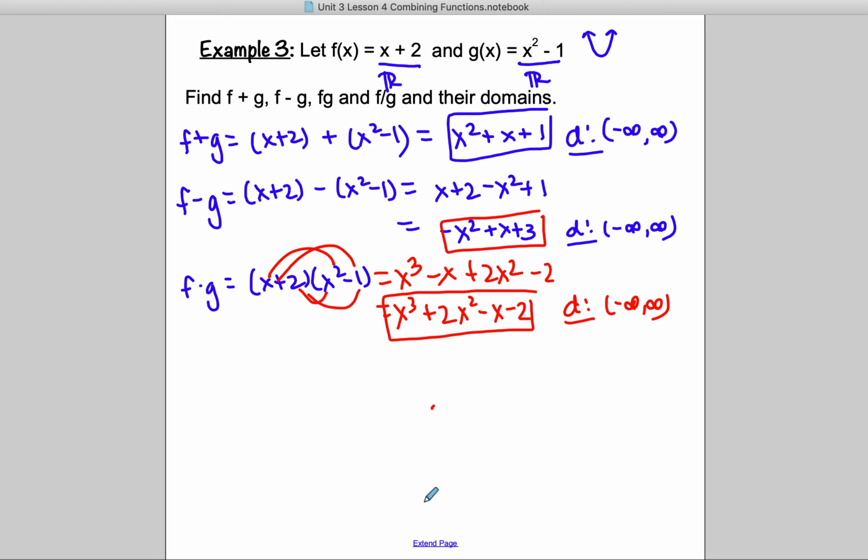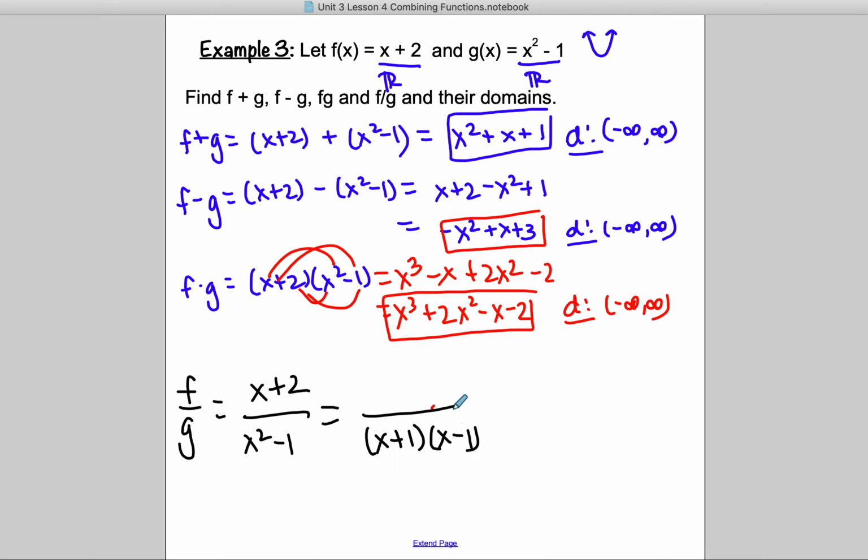The last one is one we just got to be careful with, the domain. The last one's f divided by g. So I have x plus 2, and then I have x squared minus 1. So when we divide polynomials, what we want to do is make sure nothing simplifies. So what I would do is factor my denominator, our difference of squares. So x plus 1, x minus 1. And just check, is anything that's in the top the same as the bottom? No. So everything is good here.